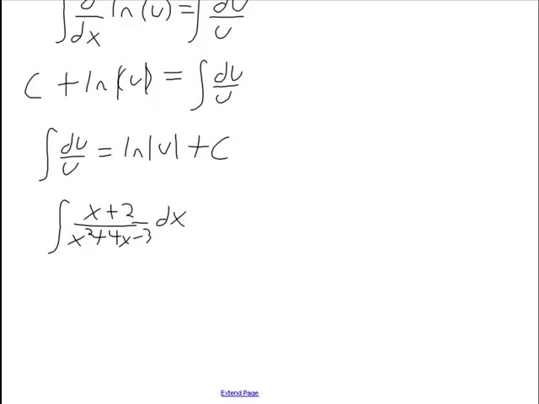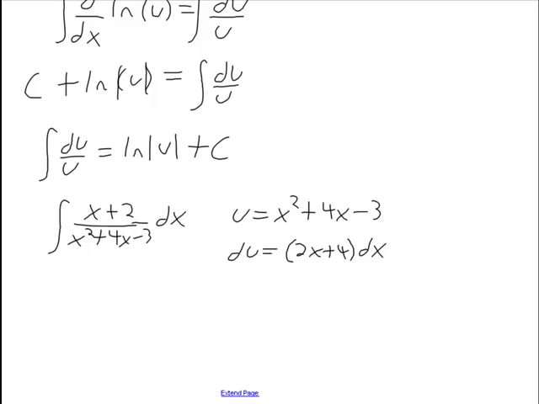At first you may think, oh, that looks a little bit complicated. I don't really know what to do with that. But let's make a simple substitution. If u is equal to our denominator, x squared plus 4x minus 3, what is du? Well, it'll be the derivative. We'll just use our power rule, sum and difference rules here. That's 2x plus 4 dx.